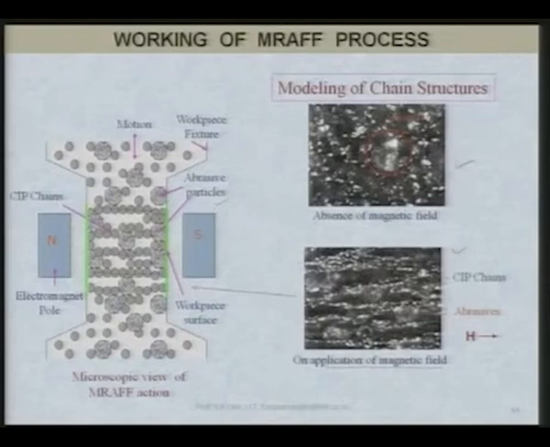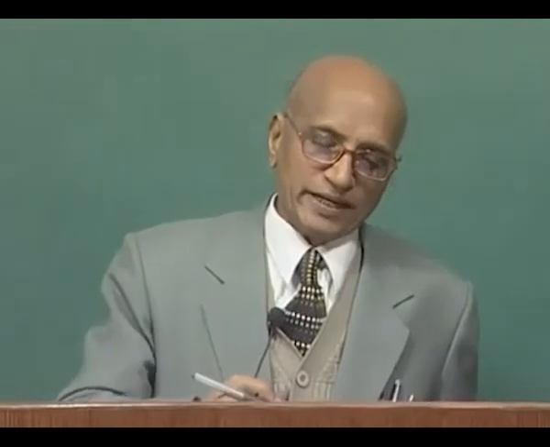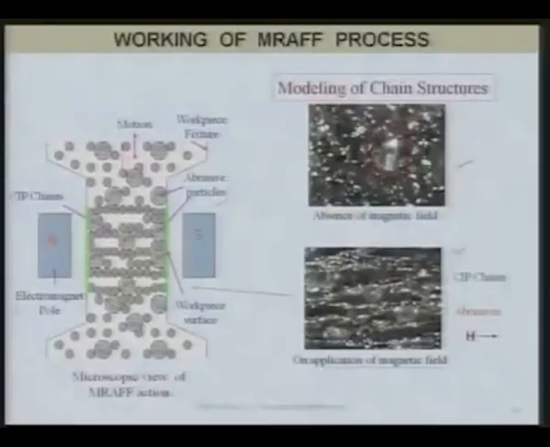When these abrasive particles come in contact with the workpiece surface, they remove the material in the form of micro or nano chips, and this whole medium is moving either in this direction or in this direction, depending upon whether the stroke is upward or downward. One cycle is completed when the medium moves up, comes back, goes down, and then returns to the original position. That completes the one cycle.